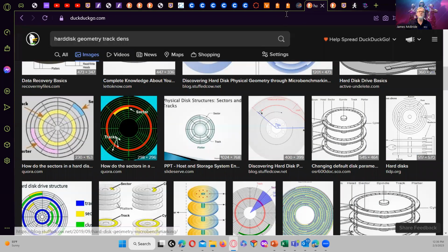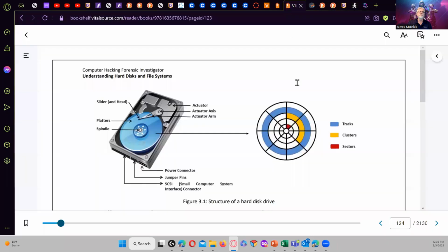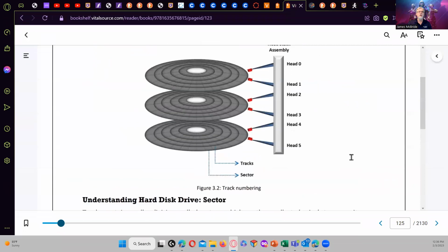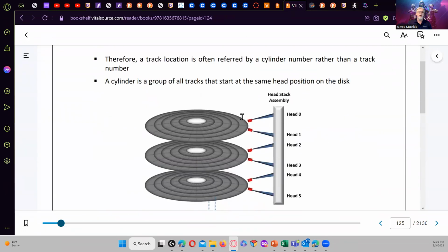And so I believe they've got a picture in here. I think it's the next screen. There it is. So you've got head 0, head 1, head 2, 3, 4, and 5. Basically a read-write head for every side, with the platter stuck in the middle. That creates what's known as a cylinder. Now you can't see the cylinder. The cylinder is a combination of the top, bottom, top, bottom, top, bottom tracks.